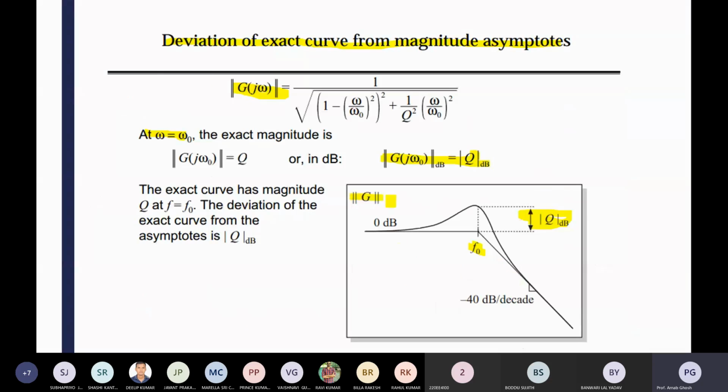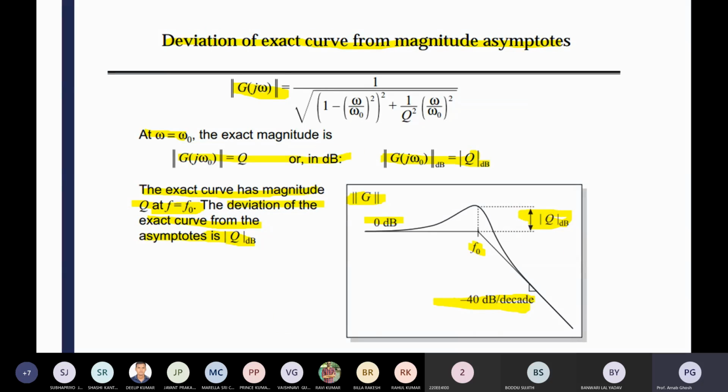Okay, so it is your mod G value, practically it should be 0 dB. Okay, so it is having some mod value. So the exact curve of the magnitude at f equal to f0, the deviation of the exact curve from the asymptotes, it is coming that mod Q dB. Okay, it is mod Q dB, and that slope is minus 40 dB per decade. Okay, so it is your Q value.